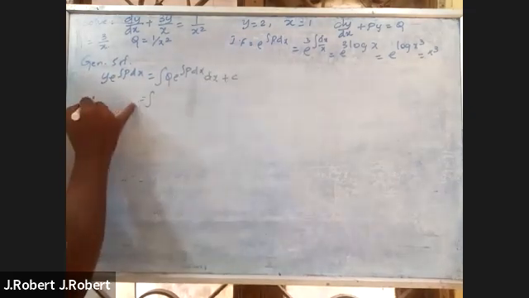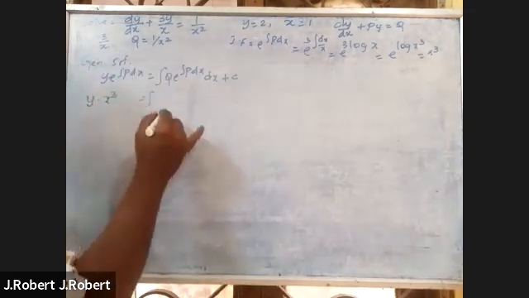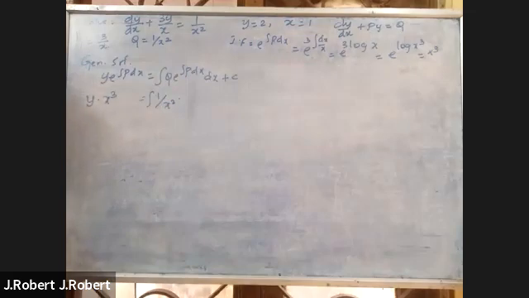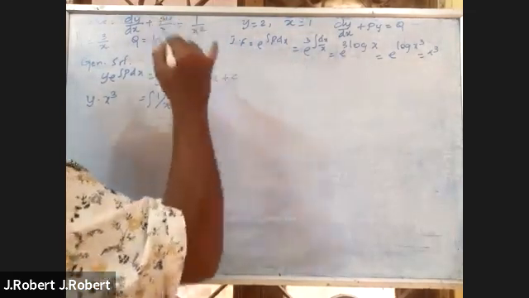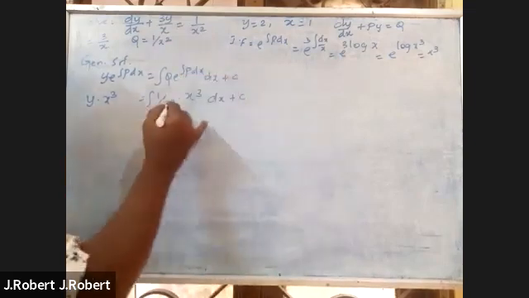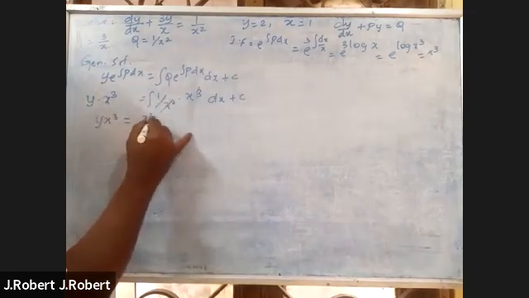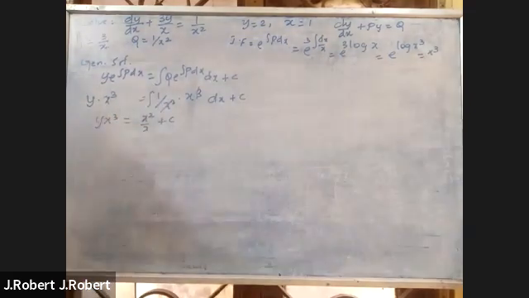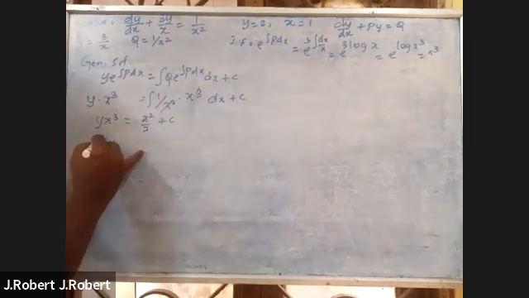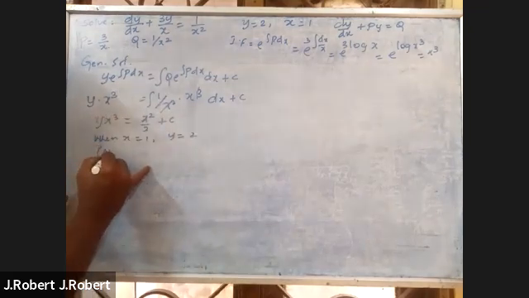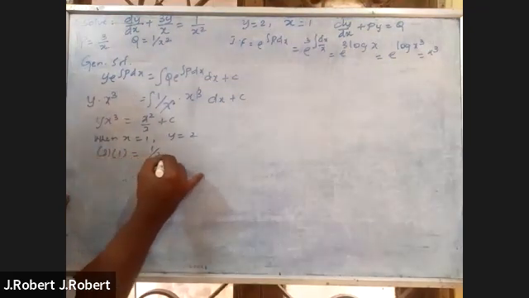So y times e power integral p dx, we can write this as x cube. What is q? 1 by x square into e power integral p dx, which is x cube, dx plus c. So x square cancels out. We can write this as y x cube is equal to integral of x, which is x square by 2, plus constant. Final solution is y x cube is equal to x square by 2 plus c. Given that when x is equal to 1, y is equal to 2, substitute here: 2 into 1 cube is equal to 1 by 2 plus c.